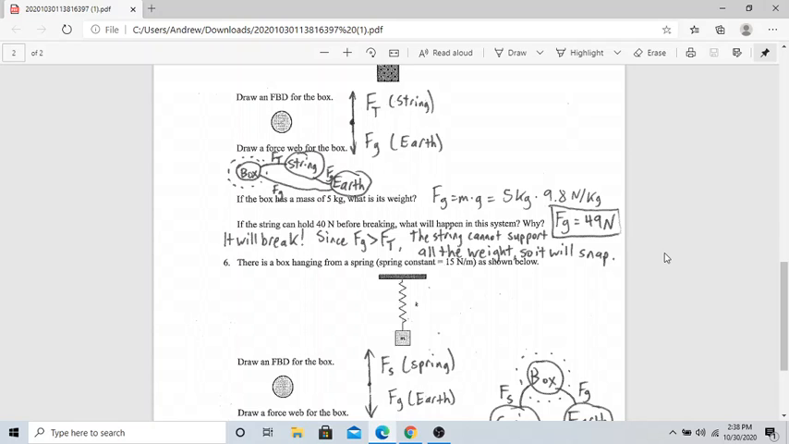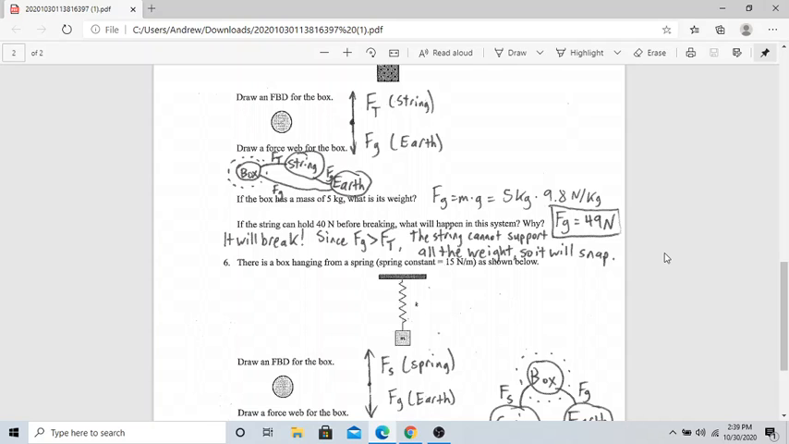Now, I asked you a question we haven't really asked before, but I want you to think a little bit. If the string can hold 40 newtons before it breaks, what will happen in this system and why? The question here is basically, if I hang this box off this string, will it be able to hold it? If we think about the weight of the box, which is 49 newtons, and we think about how much force the string can pull back with before it breaks, we can see that this probably is not going to work.